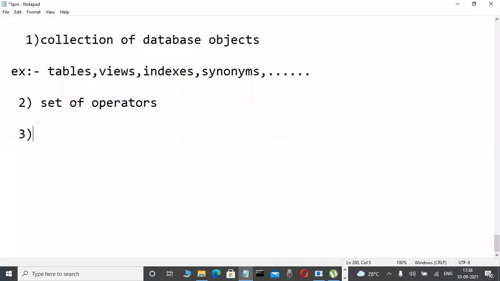This is a key concept. So many fellows don't know it. In relational data model products, the key concept is that these relational data model products work based on a set of rules, a set of integrity rules.